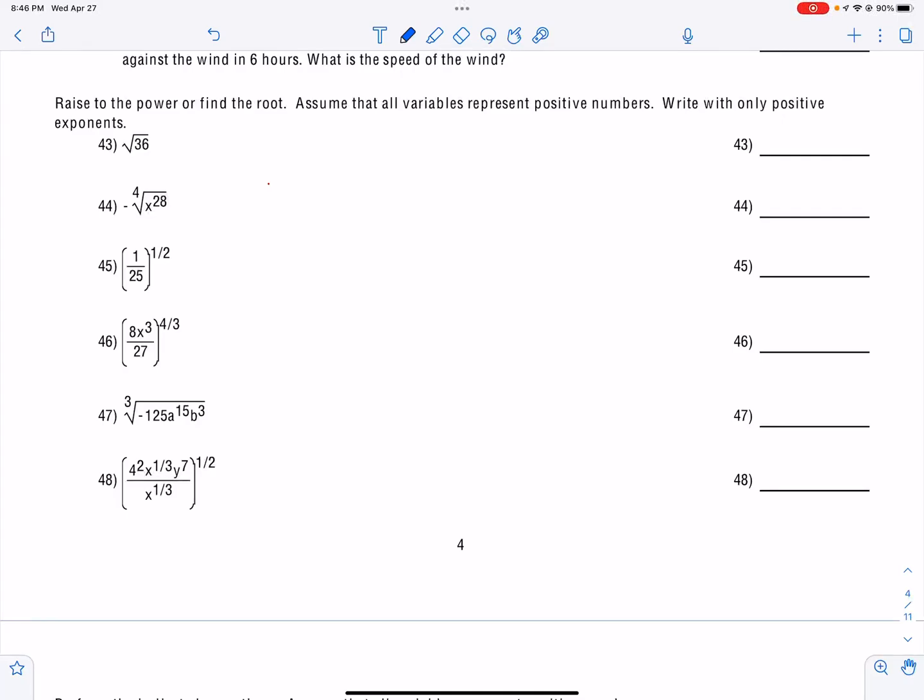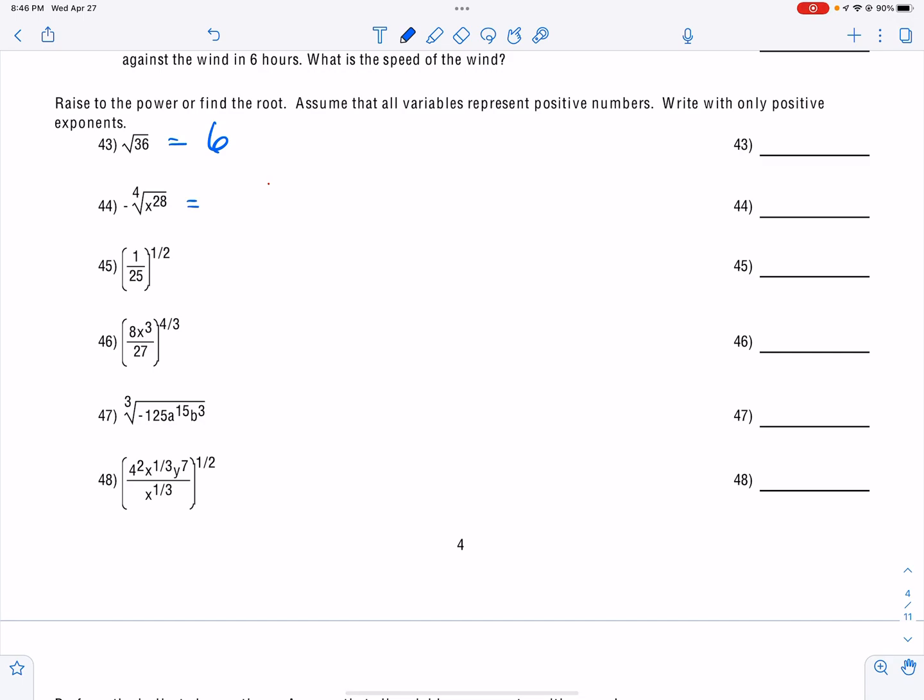All right, we're starting chapter 15, the radical chapter. And so we are going to be able to simplify radicals and simplify rational exponents. So the square root of 36 is just the number times itself that gives you 36, which would just be 6. And we're just going to assume positive values right now.